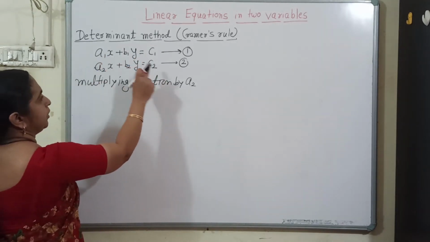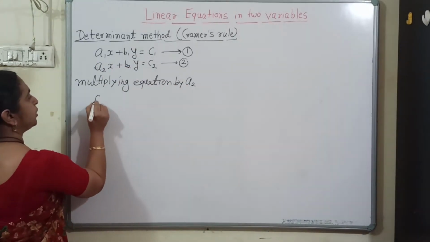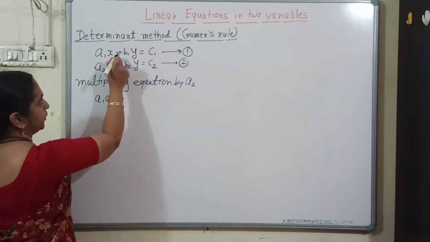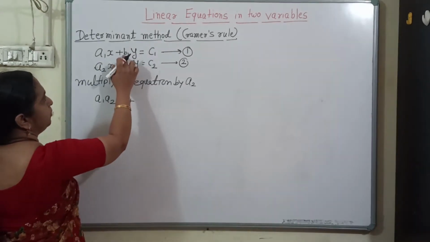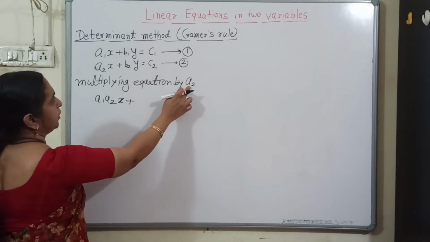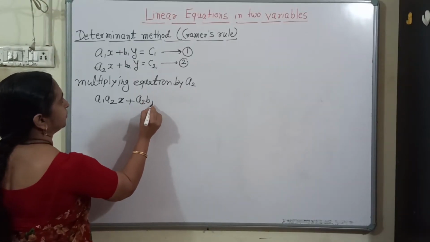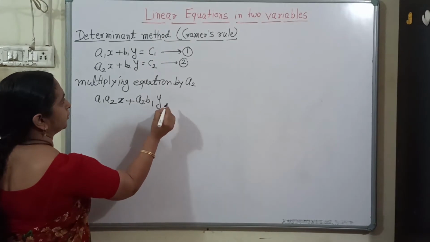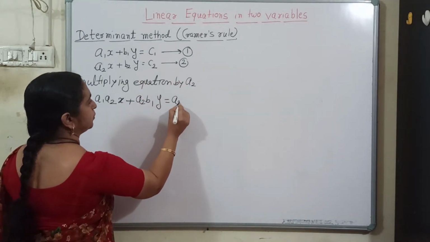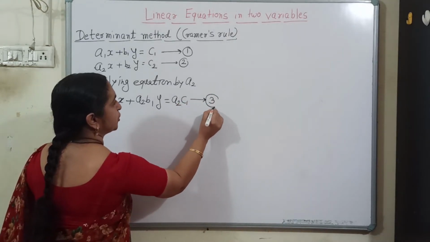Means a1x into a2 means actually we write a1 into a2. These two are constant terms into variable x. This plus sign. Then b1y into a2. We take the product of constant terms. a2 into b1 into y is equal to c1 into a2, c1. We call this equation as equation number 3.